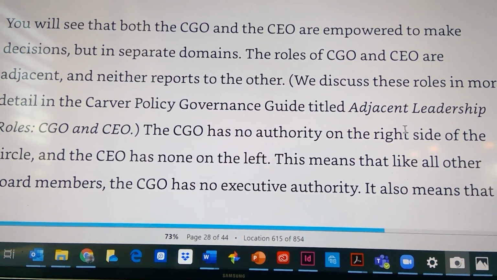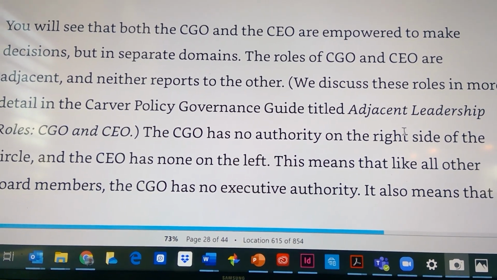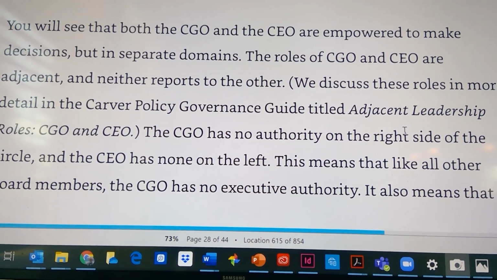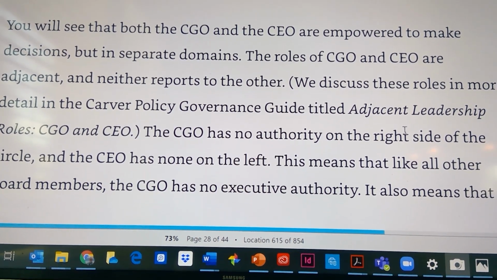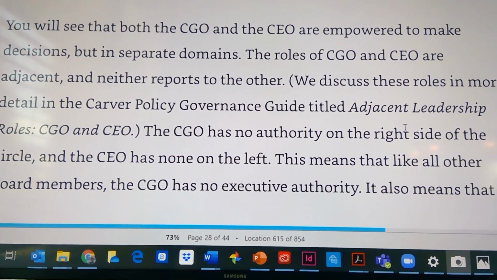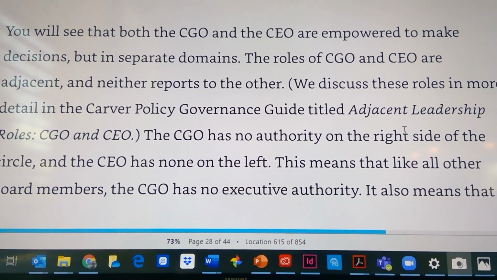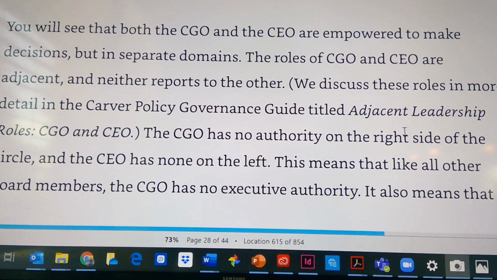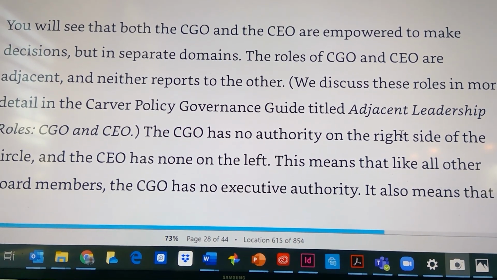You will see that both the CGO and CEO are empowered to make decisions, but in separate domains. The roles of the Chief Governing Officer and the Chief Executive Officer are adjacent, and neither reports to the other. We discuss these roles and more in another guidebook. The CGO has no authority on the right side of the circle, and the CEO has none on the left. This means that, like all other board members, the CGO has no executive authority.